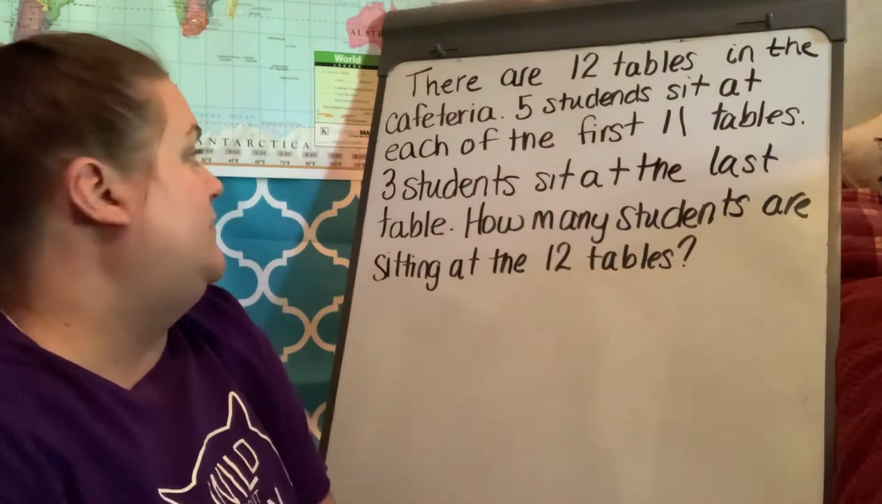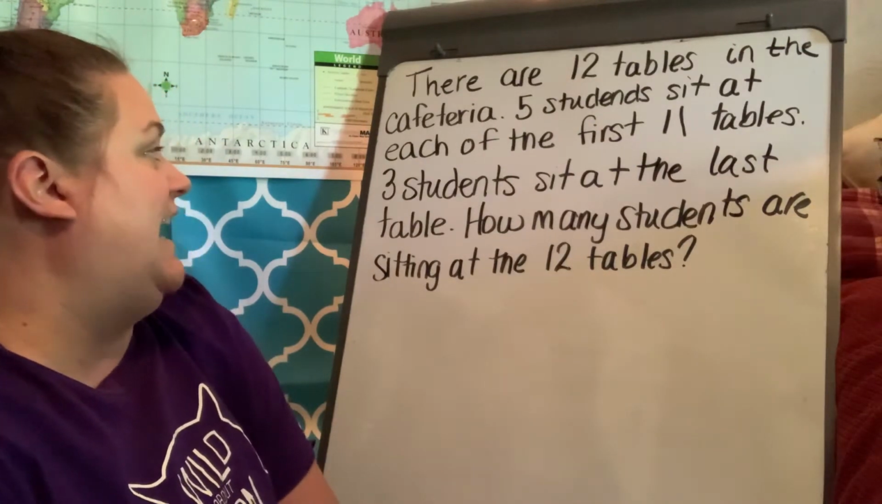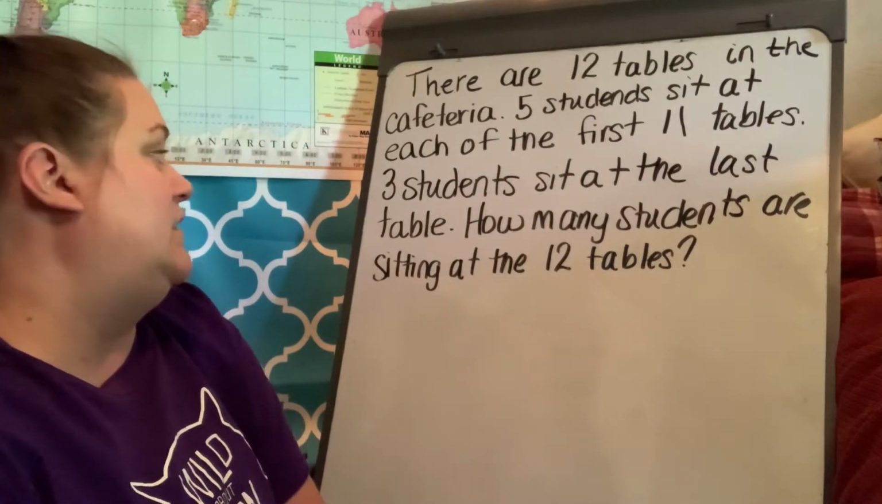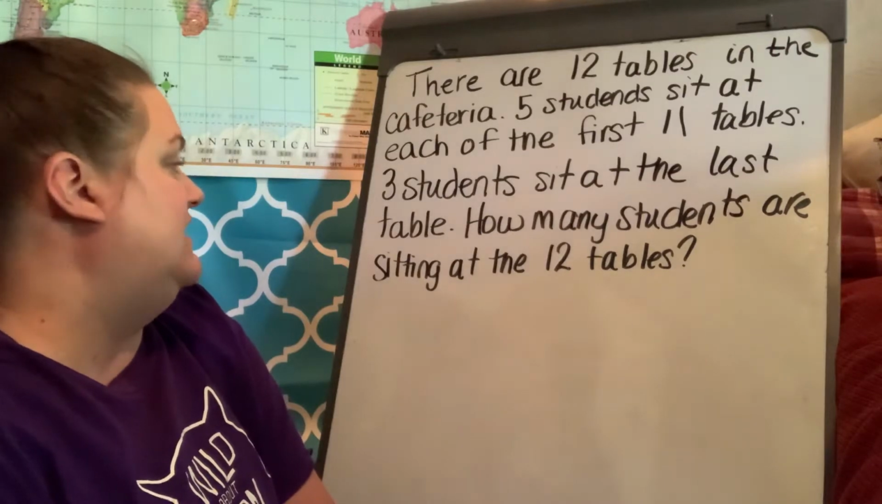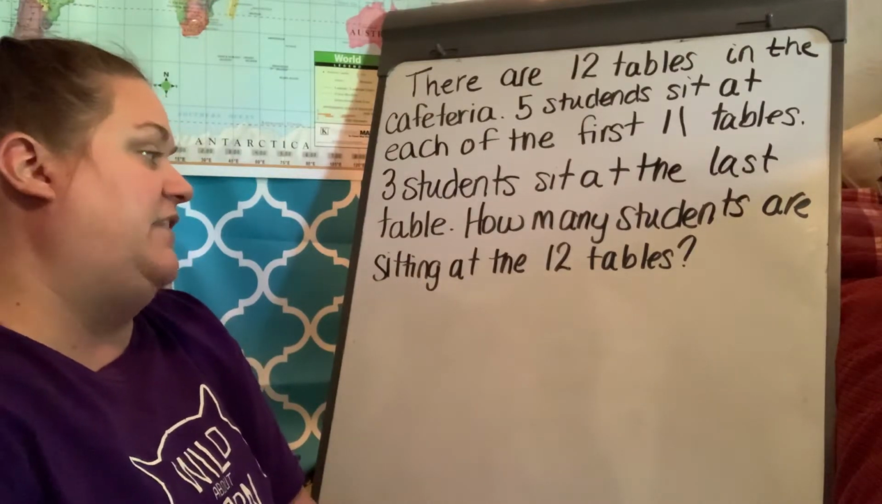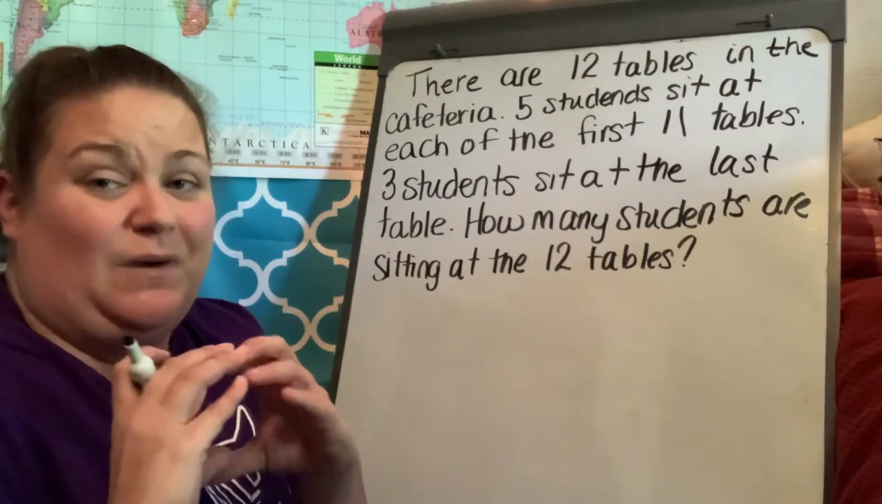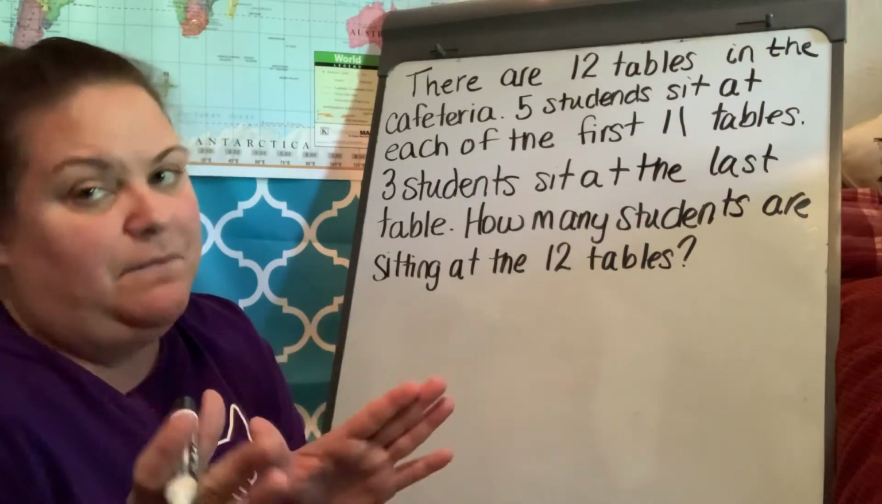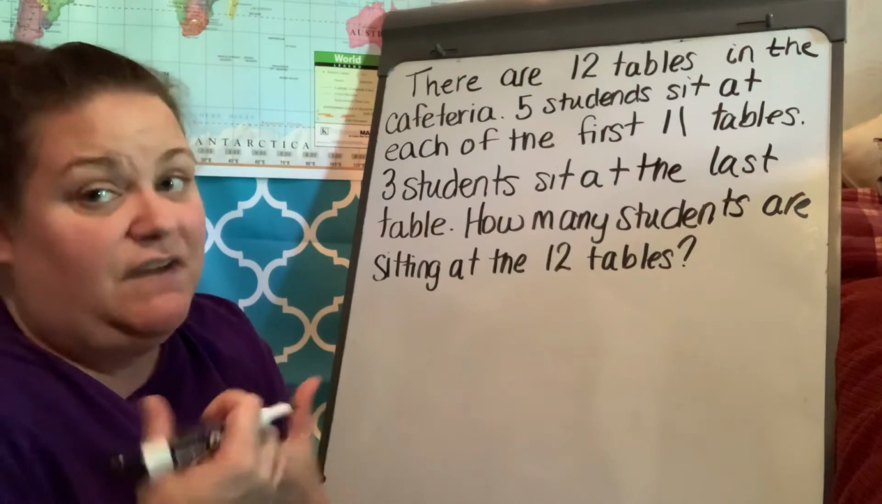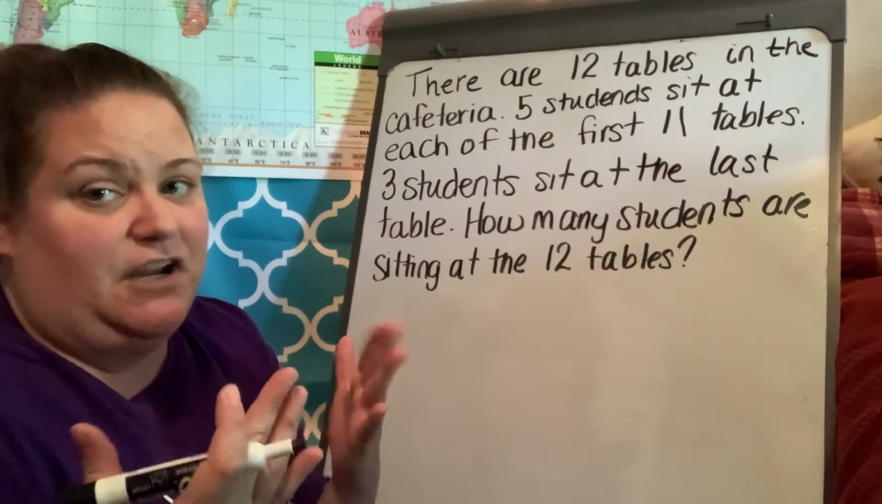There are 12 tables in the cafeteria. 5 students sit at each of the first 11 tables. 3 students sit at the last table. How many students are sitting at the 12 tables? So you could draw this picture out with the round tables we have at the cafeteria, but I'm not going to do that. I'm going to set this up as my favorite way to do math problems, tape diagrams.